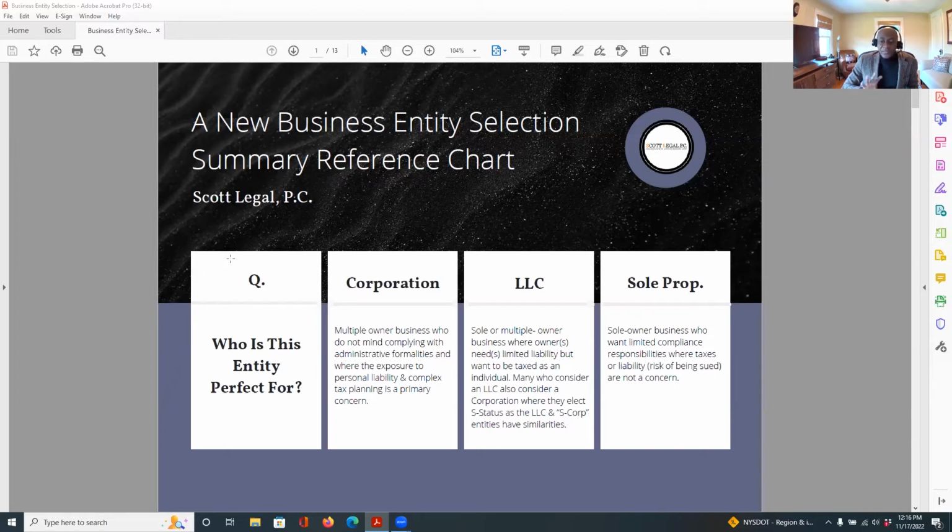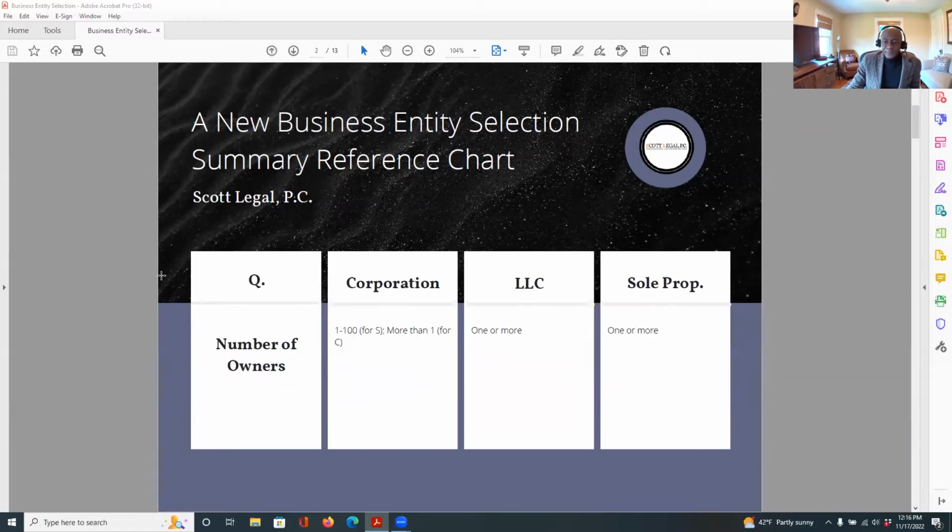But sometimes an LLC will give you the advantages that filing for S status for a corporation will give you. And then sole proprietorships are really for very limited compliance, but you're open to the risk of being sued. However, generally those are going to be for much smaller businesses. In terms of number of owners, all of these can be one or more.